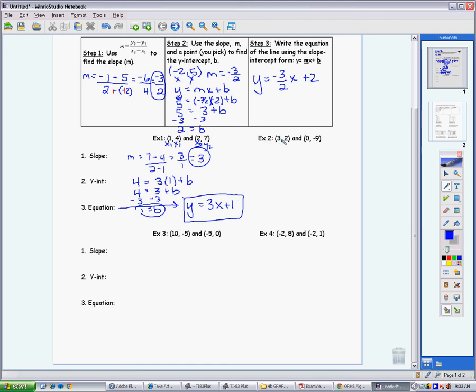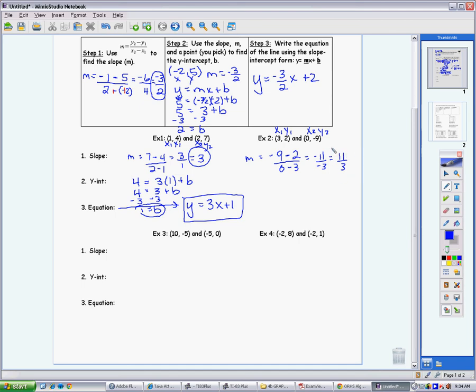Example number 2, 3, 2. I'm going to label my points x1, y1, x2, y2, and I'm going to find my slope. So I'm going to do y2, which is negative 9, minus 2 over 0 minus 3. That gives me negative 11 over negative 3, and that does simplify to just positive 11 over 3.